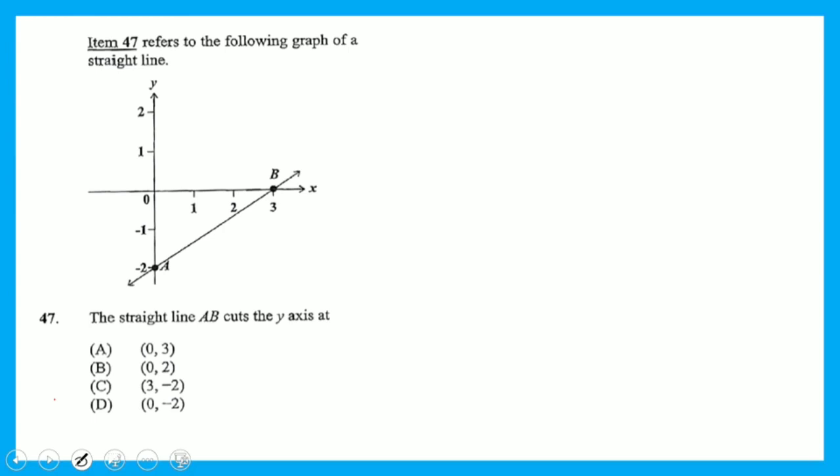Number 47, the straight line AB cuts the y-axis at what point? We've done this before. This is the y-axis. It cuts it right here at 0, -2.